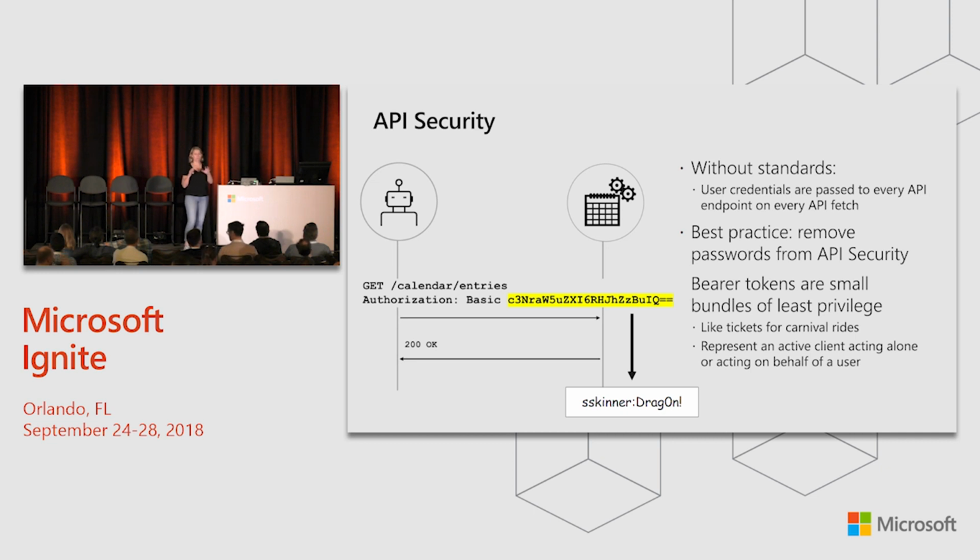So this is not good, but it is the de facto standard, or it was until OAuth 2 came along. That's what we're going to talk about next, OAuth 2. OAuth 2 uses something called bearer tokens. Bearer tokens are like coupons, right?